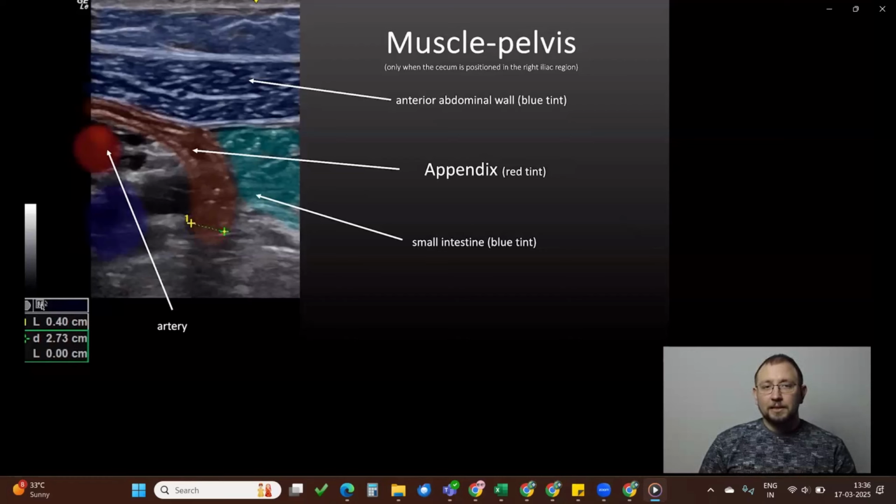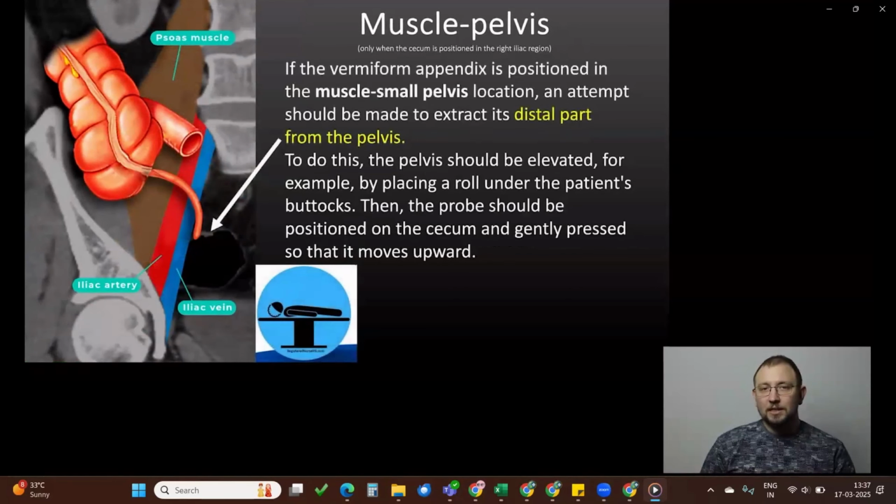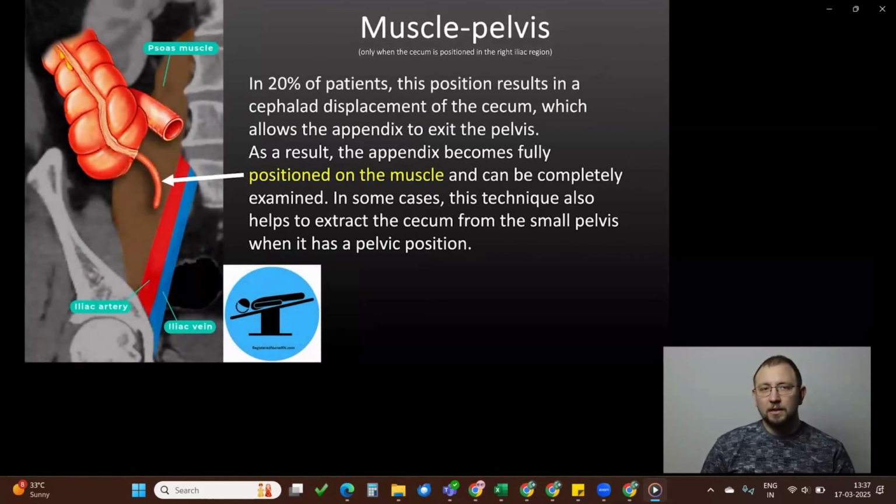If the vermiform appendix is positioned in the muscle small pelvic location, an attempt should be made to extract its distal part from the pelvis. To do this, the pelvis should be elevated, for example, by placing a roll under the patient's buttocks. Then the probe should be positioned on the cecum and gently press it so that it slides upward.